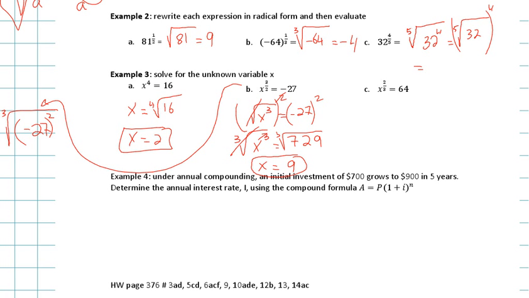Let's write this as a rational. If I want to write this as a rational, what would it be? Negative 27 to the power of what? To the power of 2 over 3. Okay, look here. What's the difference between the two? It's a flip.